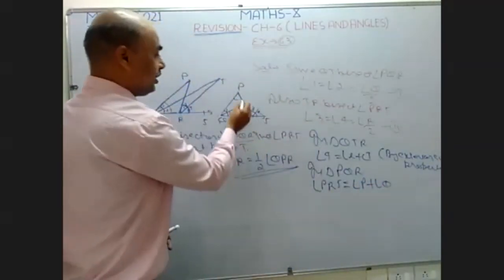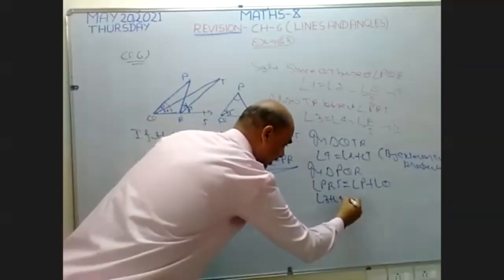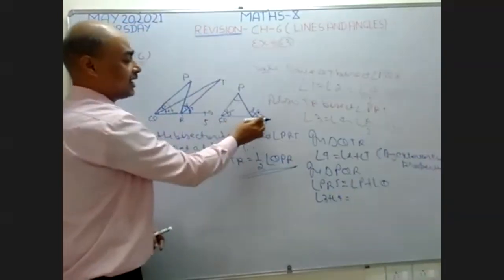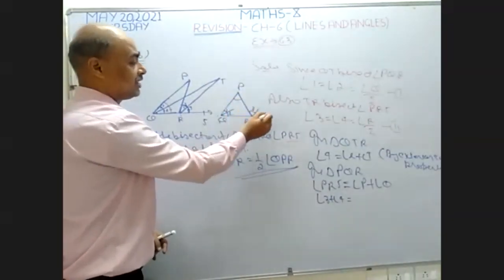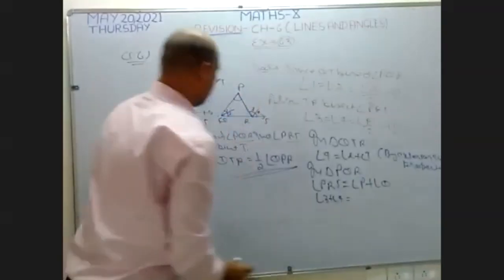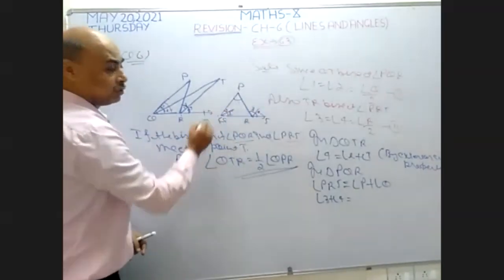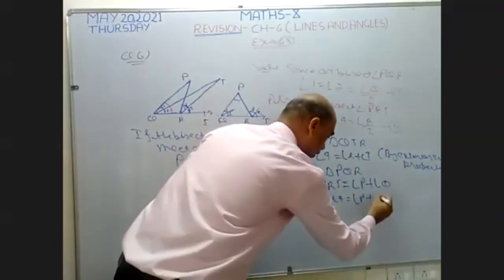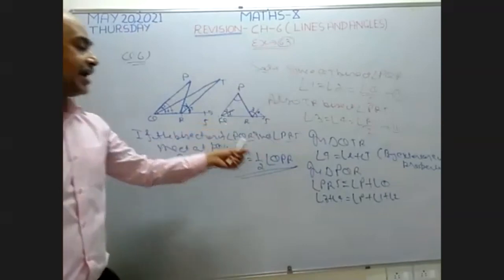Instead of angle PRS, can I write angle 3 plus 4? Because angle 3 plus 4 is going to represent PRS. Okay, beta? Yes, sir. Means instead of angle PRS, I can write angle 3 plus 4. Similarly, instead of angle Q, I can write angle 1 plus angle 2. Okay, beta? Yes, sir.